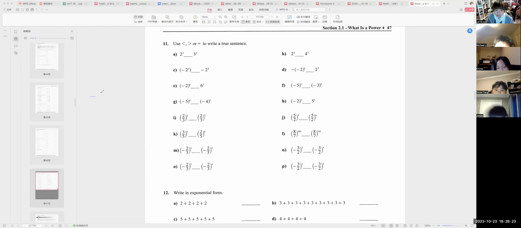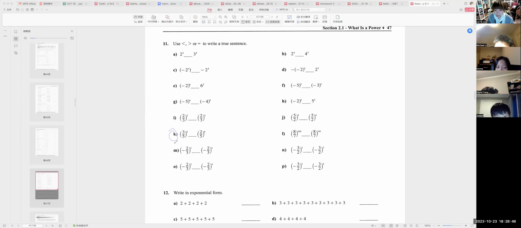So if you have negative 2 power 2, negative 2 power 3, and negative 2 power 5, which one is bigger? Negative 2 power 3 is bigger, because this one is negative 8 and this one is negative 32. Negative 8 is bigger than negative 32. This is when the number is smaller than negative 1, I'm sorry.